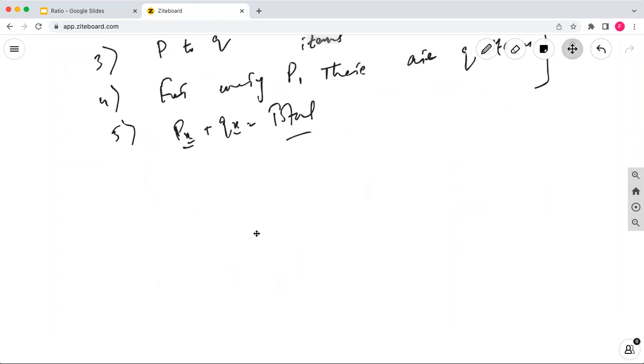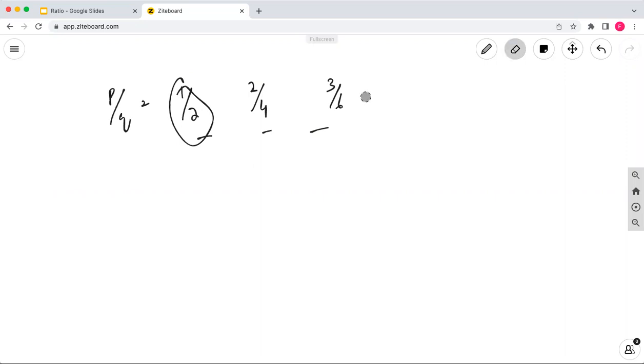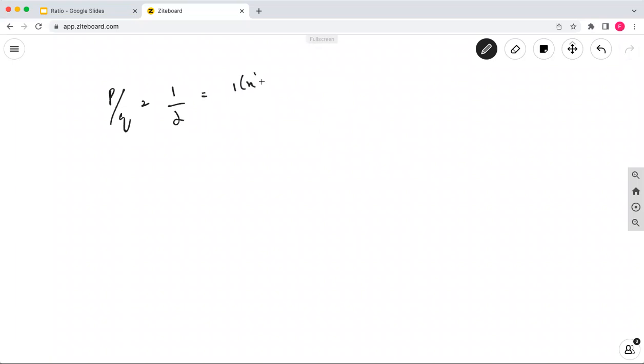And remember one thing, whenever you're asked about the ratio in a question, it will be in the simplest form, the lowest form. For example, if I say the ratio of P to Q is 1:2, this is in its lowest form. This is also the same as 2:4, or 3:6, right? All of these are the same. This is the lowest form. If I multiply both of these with 2, and both of these with 3, I can write this as 1 into some multiple x and 2 into some multiple x, right?